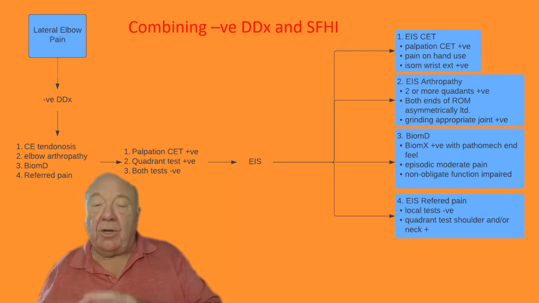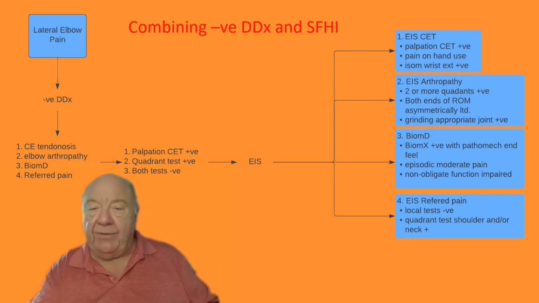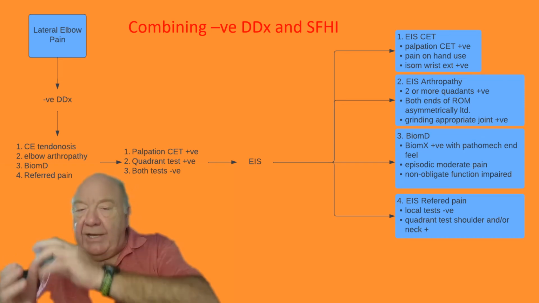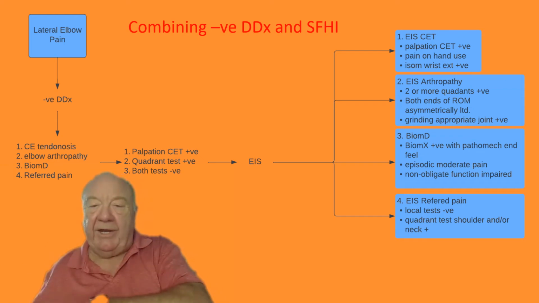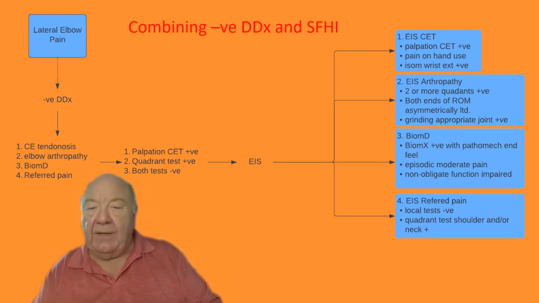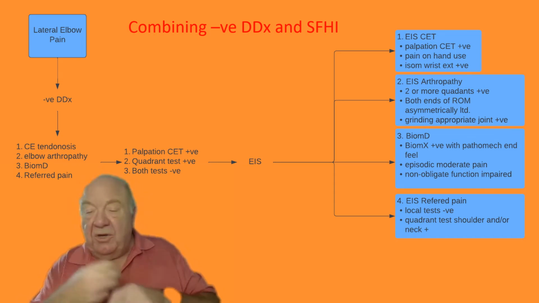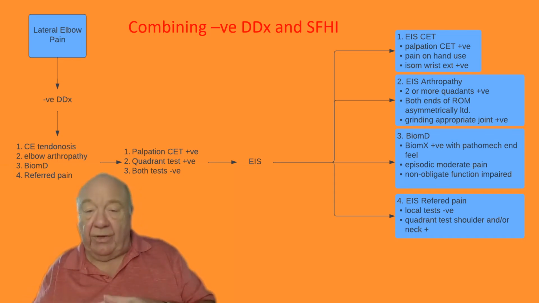look at the EIS for common extensor tendinopathy, palpation, it's going to be positive. There's pain on hand use, isometric wrist extension is positive, fairly definitive. For arthropathy, that is arthritis, arthrosis now, you'll have 2 or more quadrants positive. Both ends of range will be asymmetrically limited, one worse than the other. There'll generally be, well, there will be pain at one end or more at one end than the other. And if you grind the joints, this is going to reproduce that pain. So you stress those joints, not ligament stress them, but you stress the joint out. If necessary, of course, you do ligament stress them if you think there's a ligamentous problem.